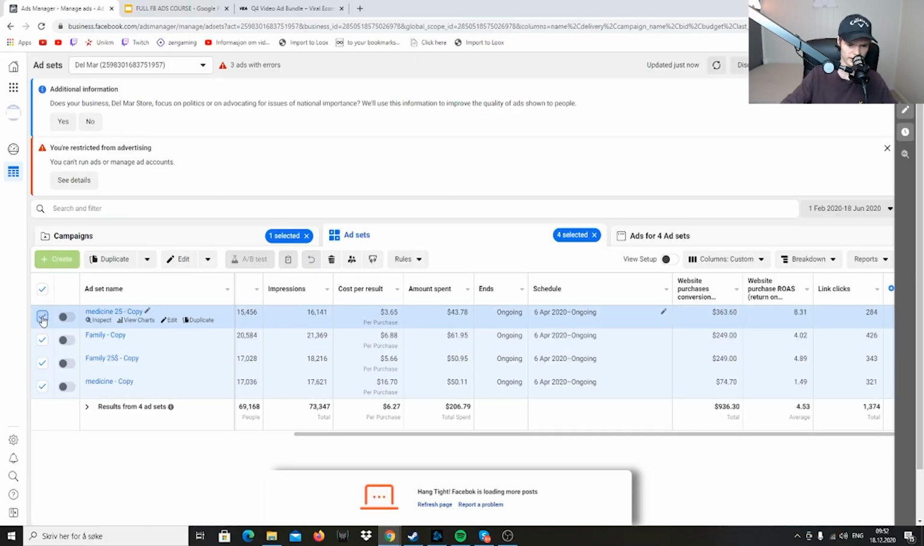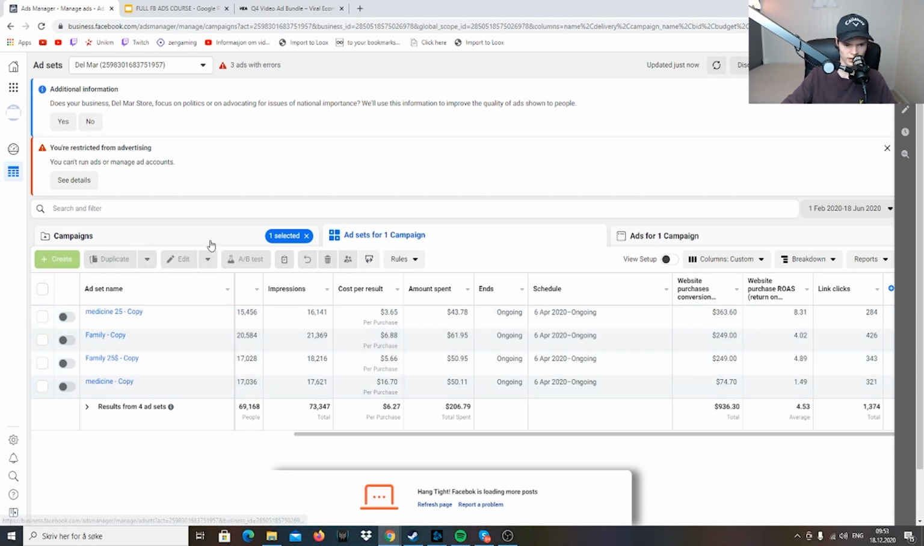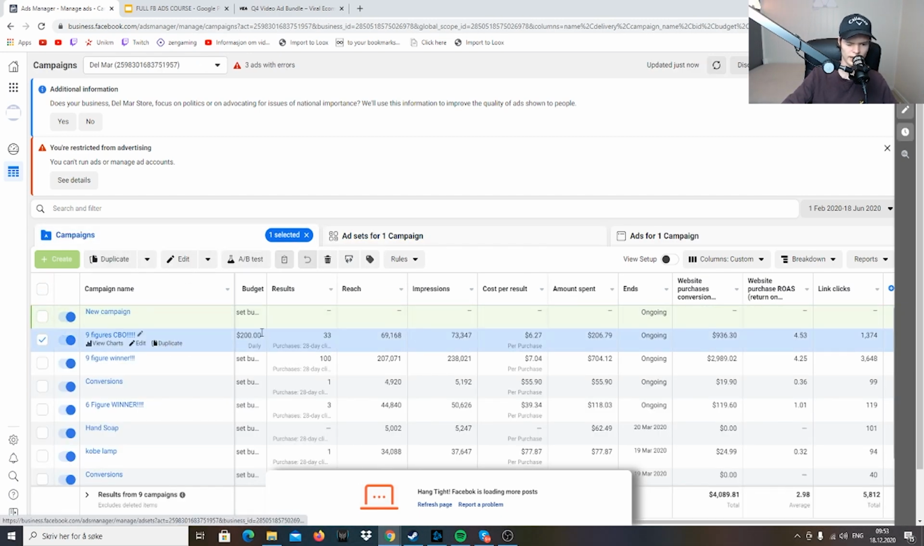So as I said, we would be analyzing the CBO. It's not too much to say about it, but let's just say that this CBO is doing good. I'll just duplicate it and I'll double the budget.